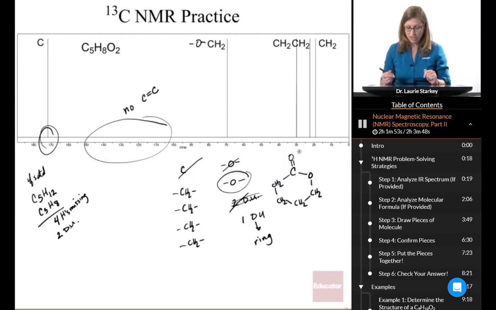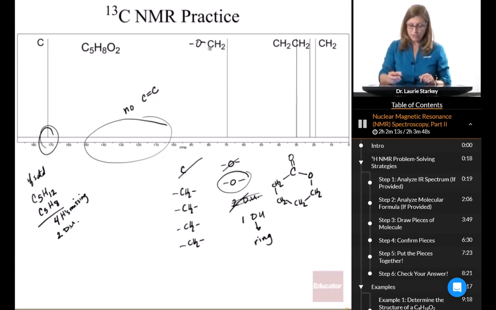Okay, so we could double check. Do we have C5H8O2? We forgot to do that before we started putting them together. 1, 2, 3, 4, 5. Yes, we have 5 carbons. We have 2, 4, 6, 8 hydrogens, and we have our 2 oxygens, so our formula is correct.